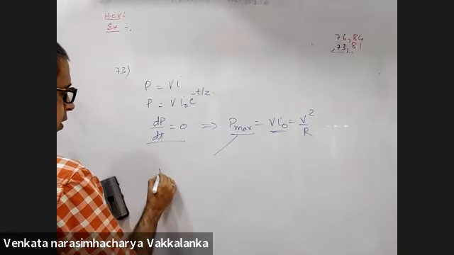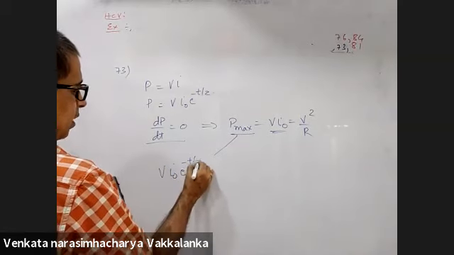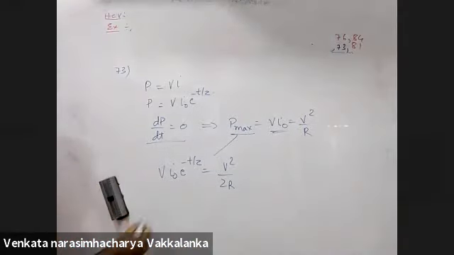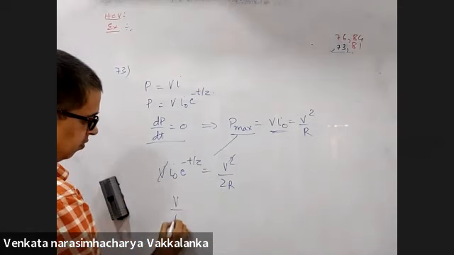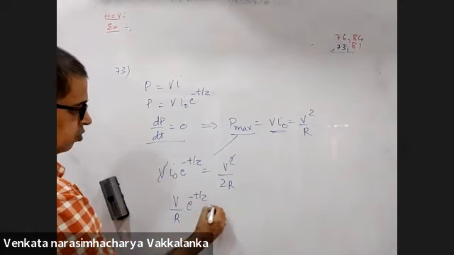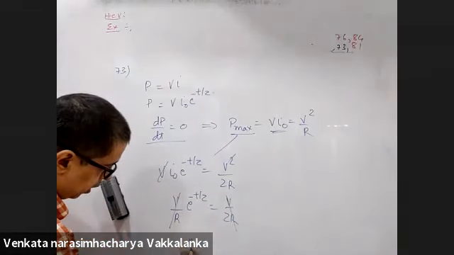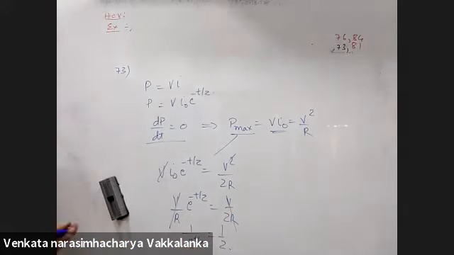No, he is asking V I naught e to the power minus t by tau is V square by 2R. Find t, it is asking. I naught is V by R. e to the power minus t by tau, V by 2R. V by R will go. 1 by e to the power t by tau is 1 by 2. Simplify from here. Take log on both sides and simplify. You will get small t in terms of the time constant.